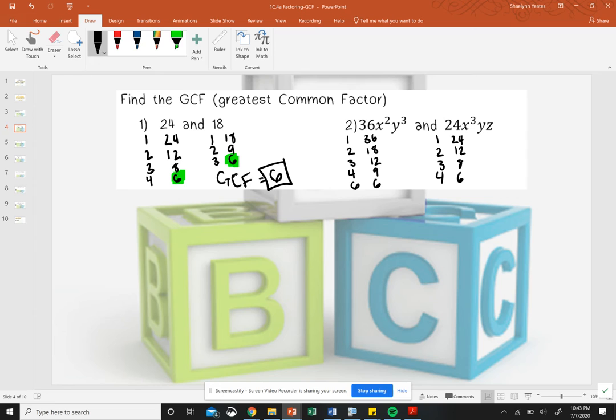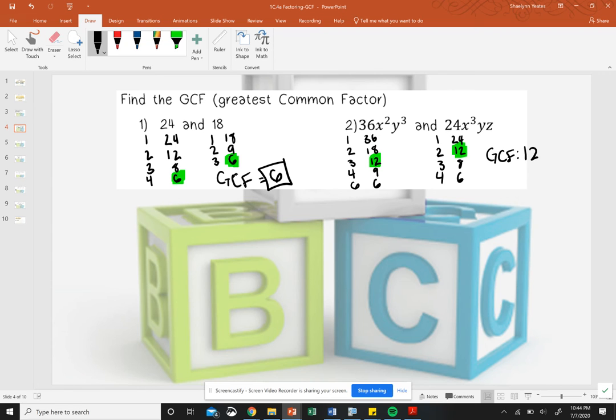All right, what's the biggest number they have in common? So it's not 36, it's not 18, it's not, oh, it is 12. Look at that, 12 and 12. That's kind of cool. So the greatest common factor here so far is 12, but now we have letters.